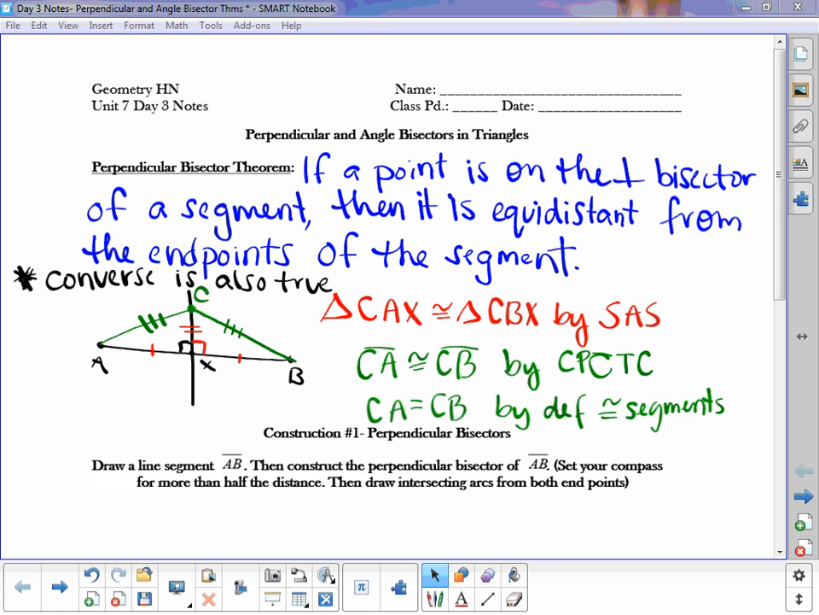Okay, questions with that? Because it's a perpendicular bisector, so you know AX and XB are equal. Yeah. So we know perpendicular bisector would give us those by definition. Other questions?